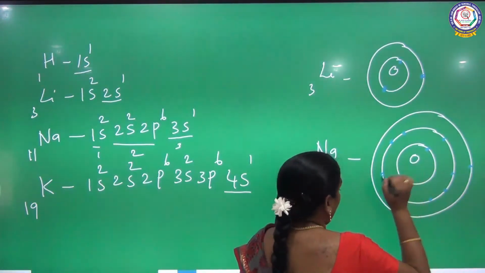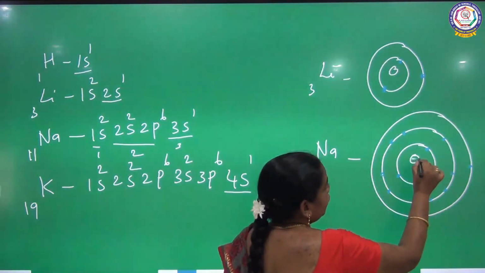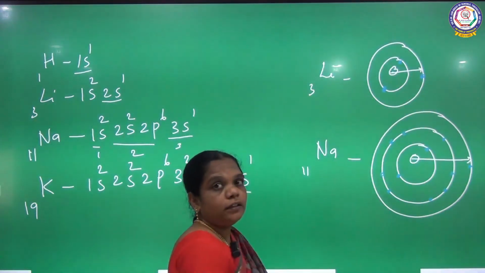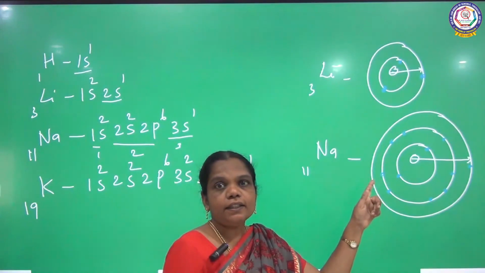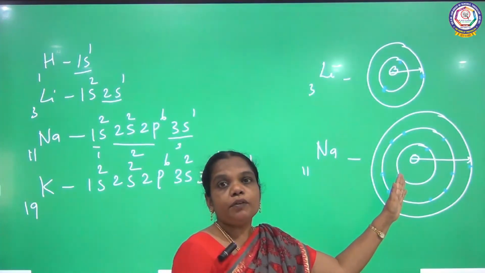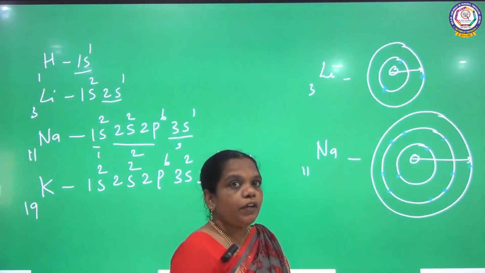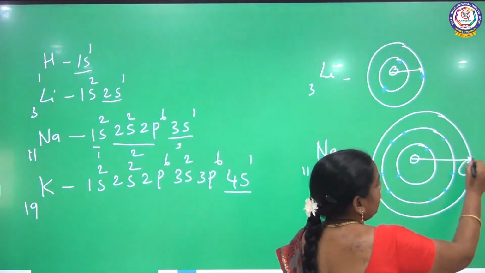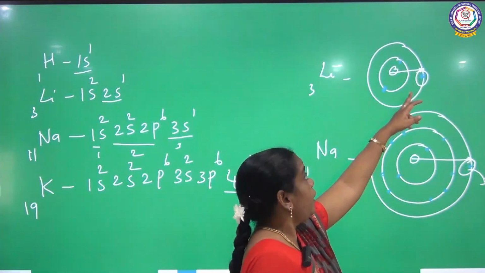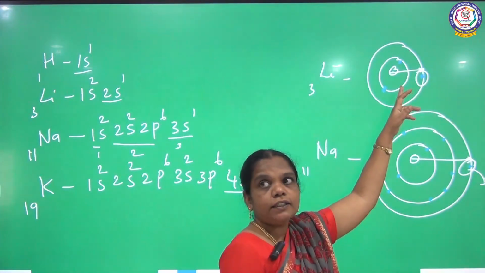Now you see the distance between the center of the nucleus and the outermost shell. What is increasing? The atomic size is increasing. If the size increases, the force of attraction between the nucleus and the valence electron decreases. We can remove this electron easily compared with this one, because here the valence electron is very close to the nucleus, so the force of attraction is greater.